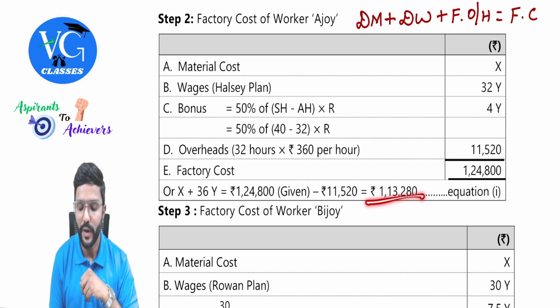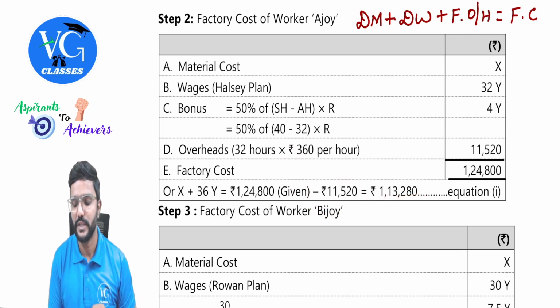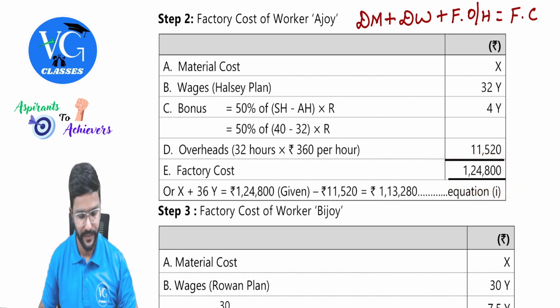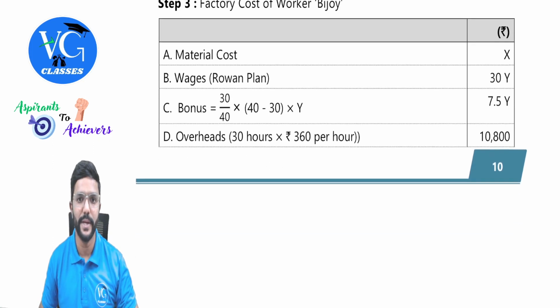We get 1,13,280, which we call equation 1. Equation 1. And please be careful, guys. This is already given in the question. Factory cost. Now let us do for Bijoy.